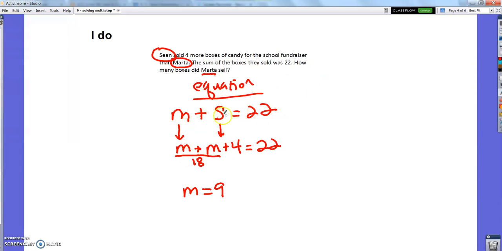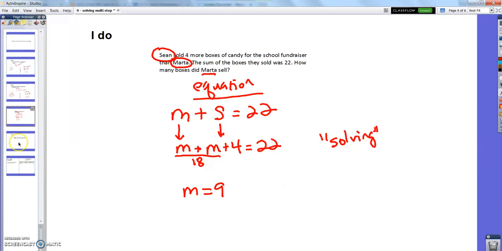So remember too, when you say this is the equation, solving an equation means finding what the variable equals. We've been dealing with expressions for a long time. You can't do that in an expression, but in an equation you can do it.